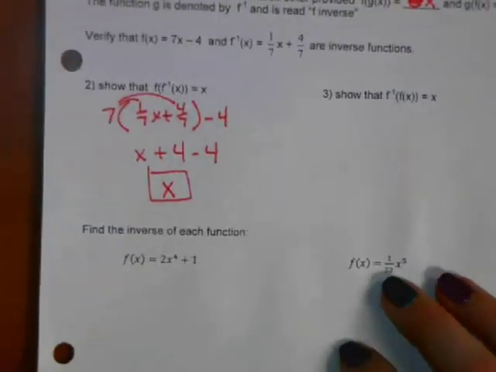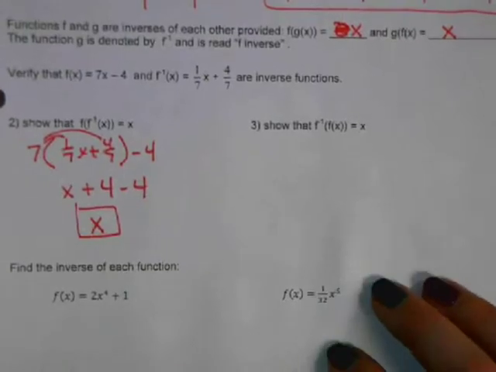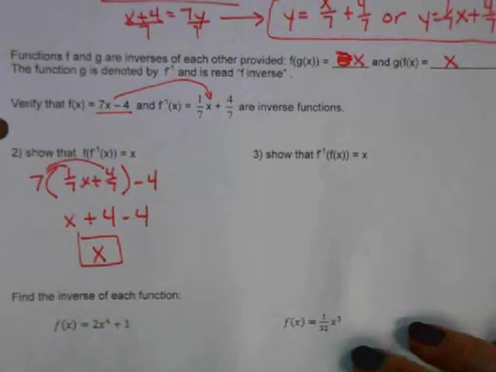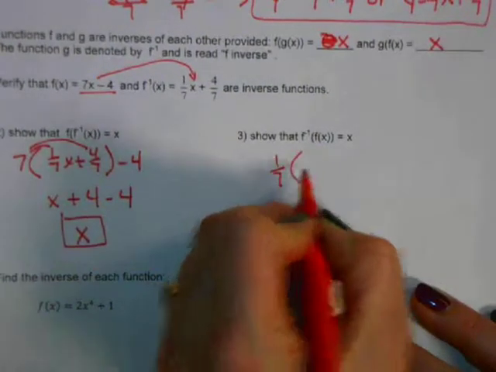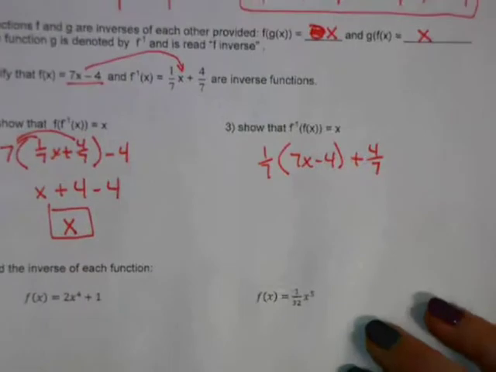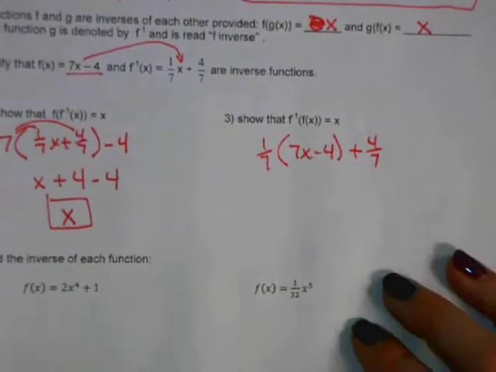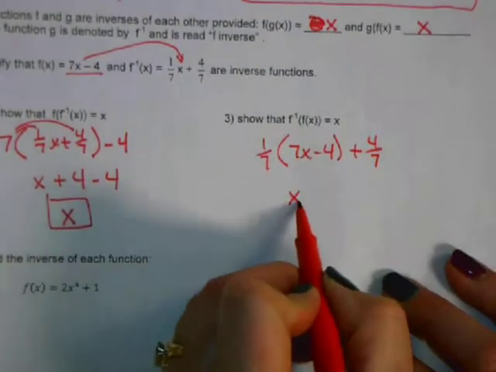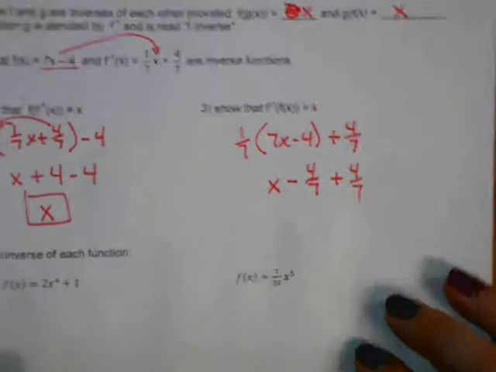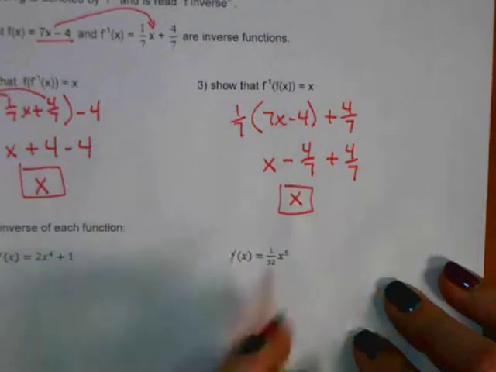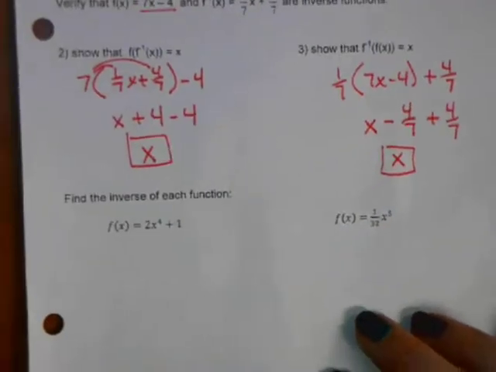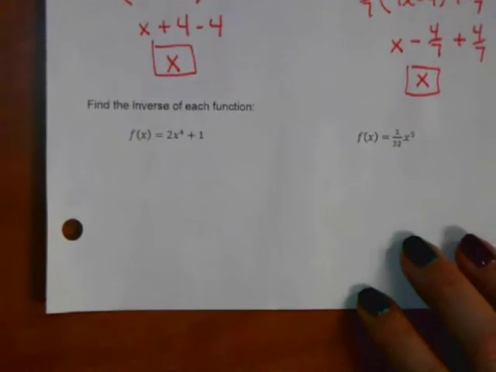And then we do this other one. Now I'm going to compose it the other way. I'm going to take f of x and stick it into the inverse. So it's going to look like this: 1/7 times 7x minus 4, plus 4/7. I got to make sure that that equals x. 1/7 times 7 is just x, minus 4/7 plus 4/7. Magic. Nifty. Proving that they're inverses of each other. All right.